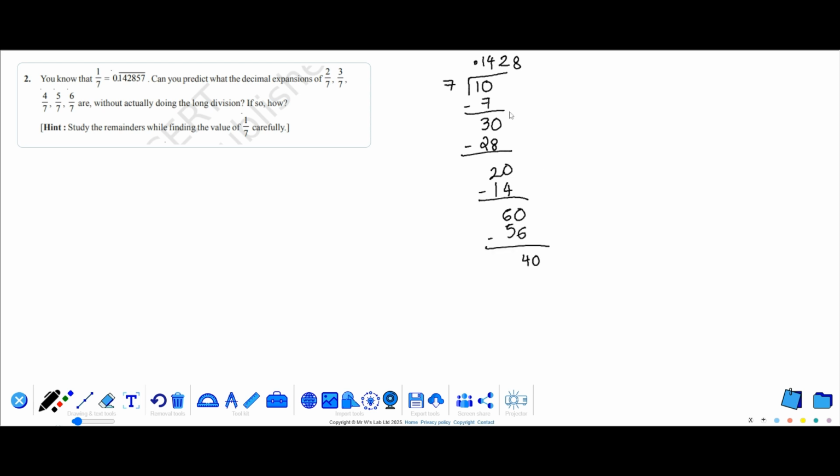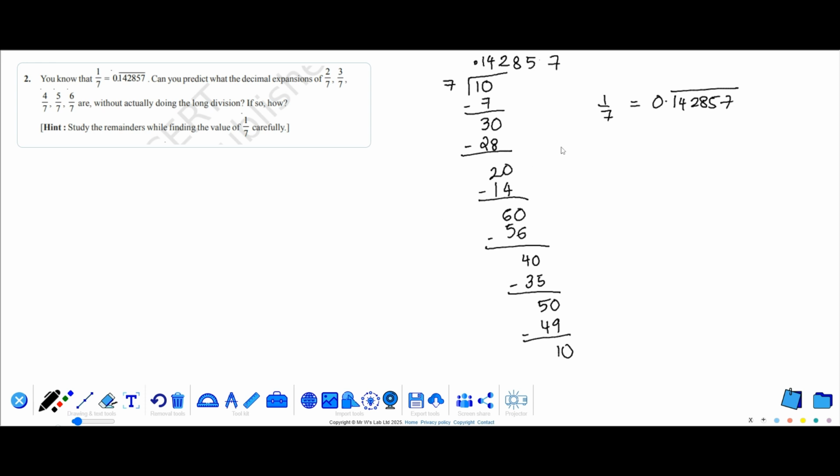7 into 5, 35. And sorry, 7 into 7 is 49. So we get 1. Now we know that if we are going to start to repeat the division, we'll get these values only. That is why 1 by 7 is equal to 0.142857, which was already discussed.